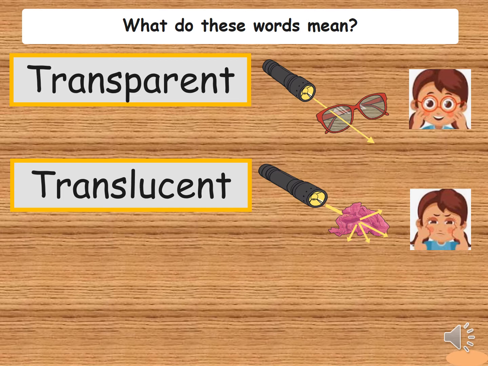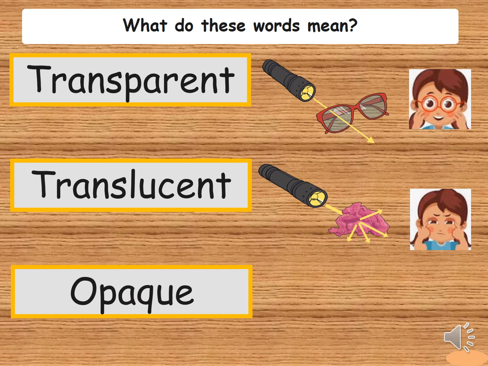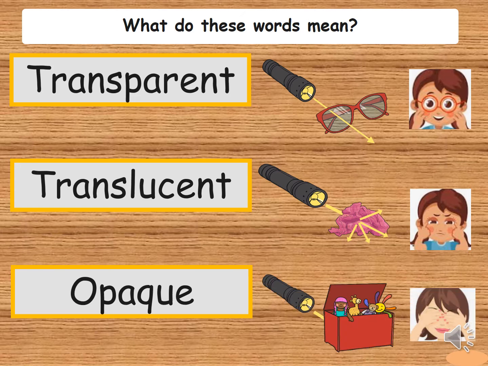What about this word? Opaque. What does the word opaque mean? The word opaque means that you cannot see through it. So if you have a material and you describe that material as being opaque, that means that light does not go through it. You cannot see through that material. Well done, Year 2.